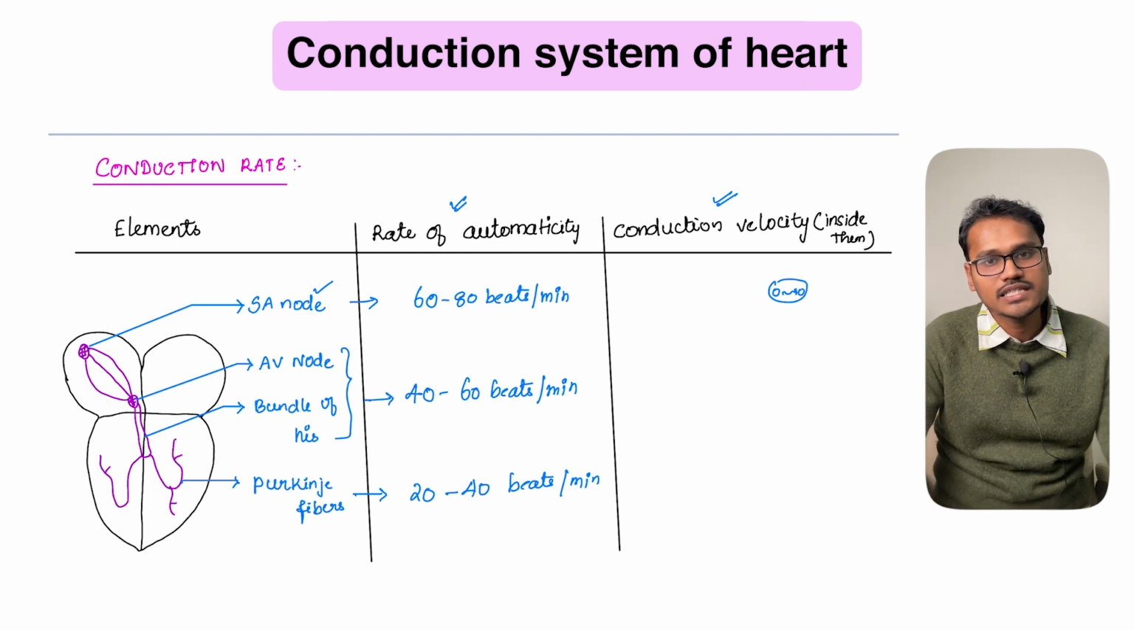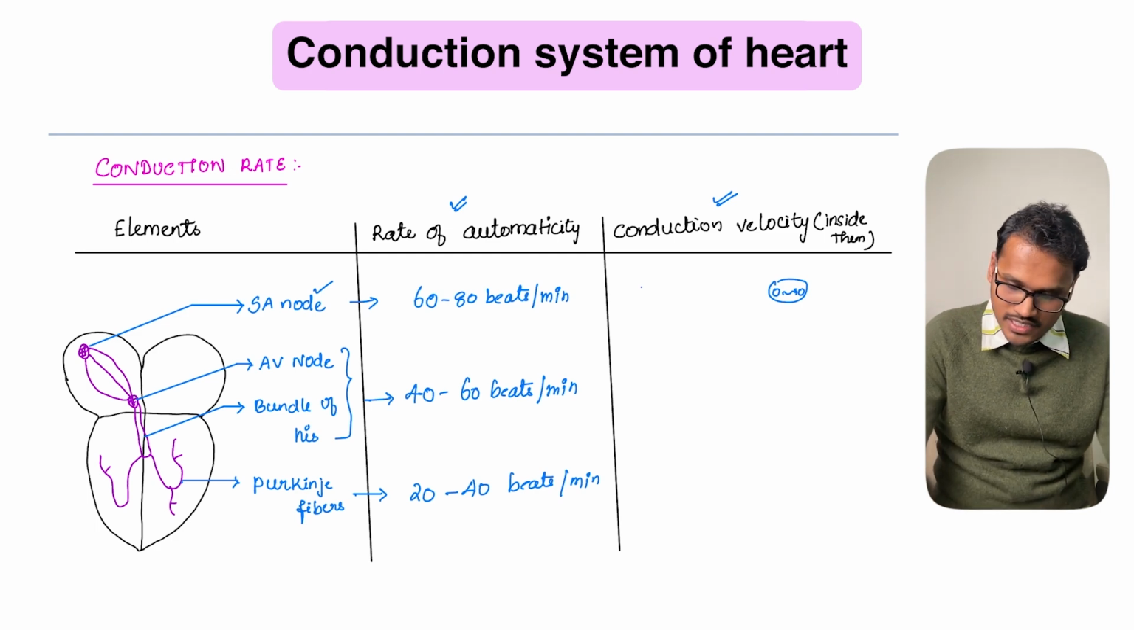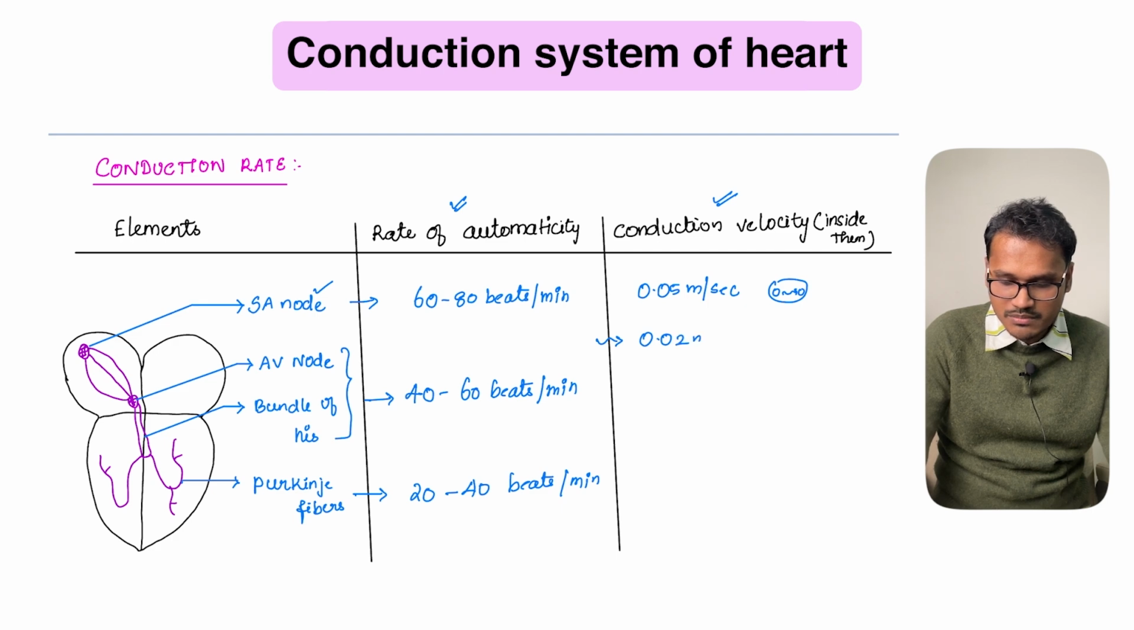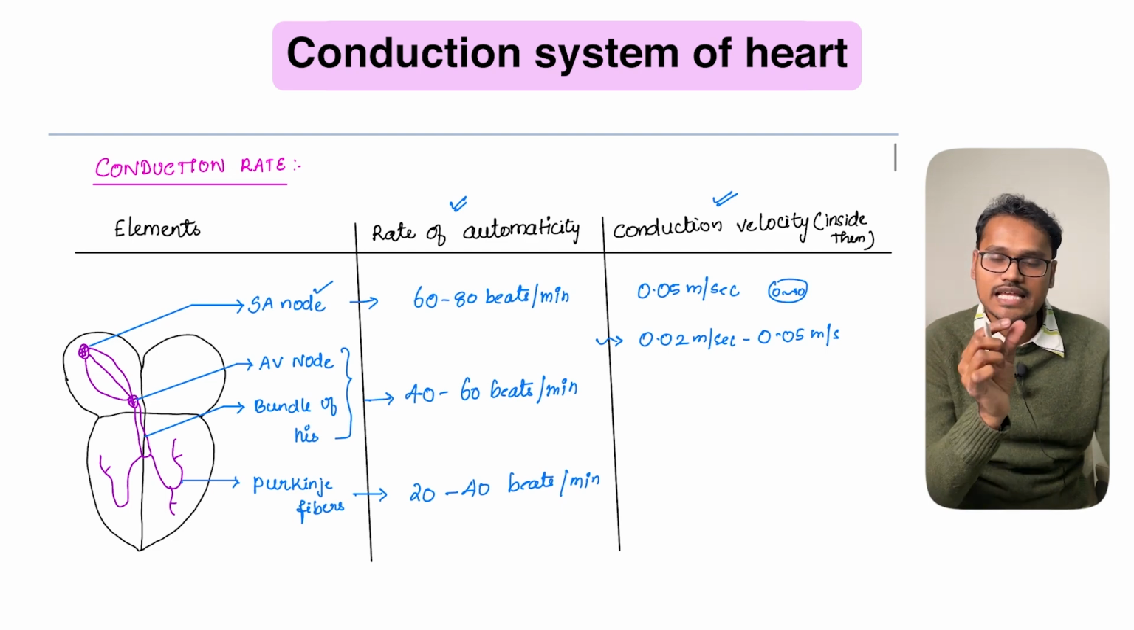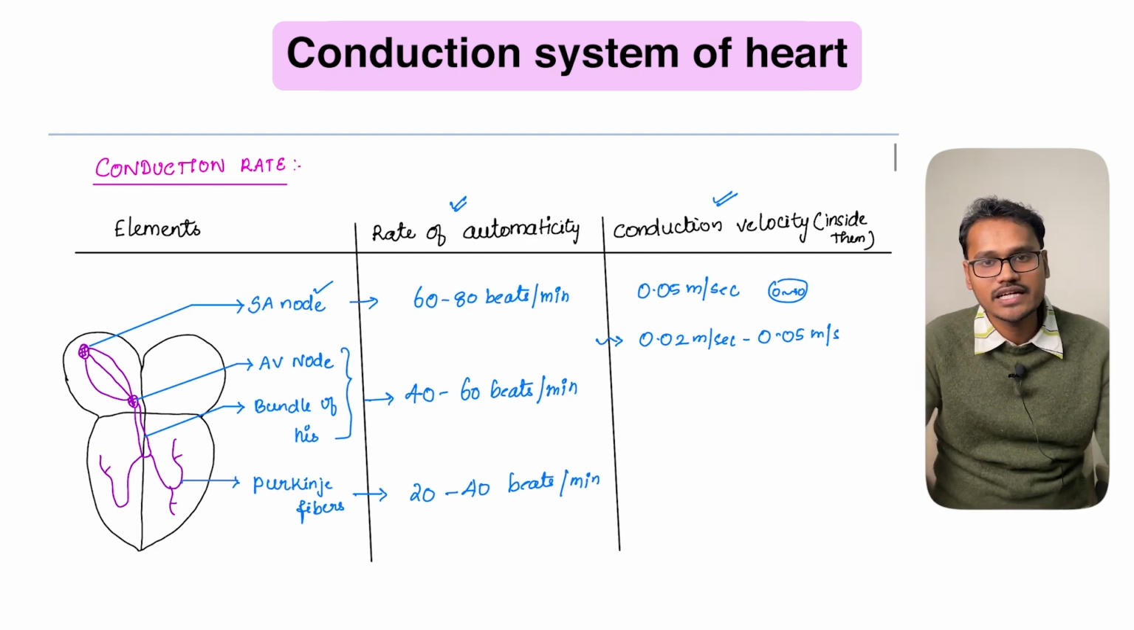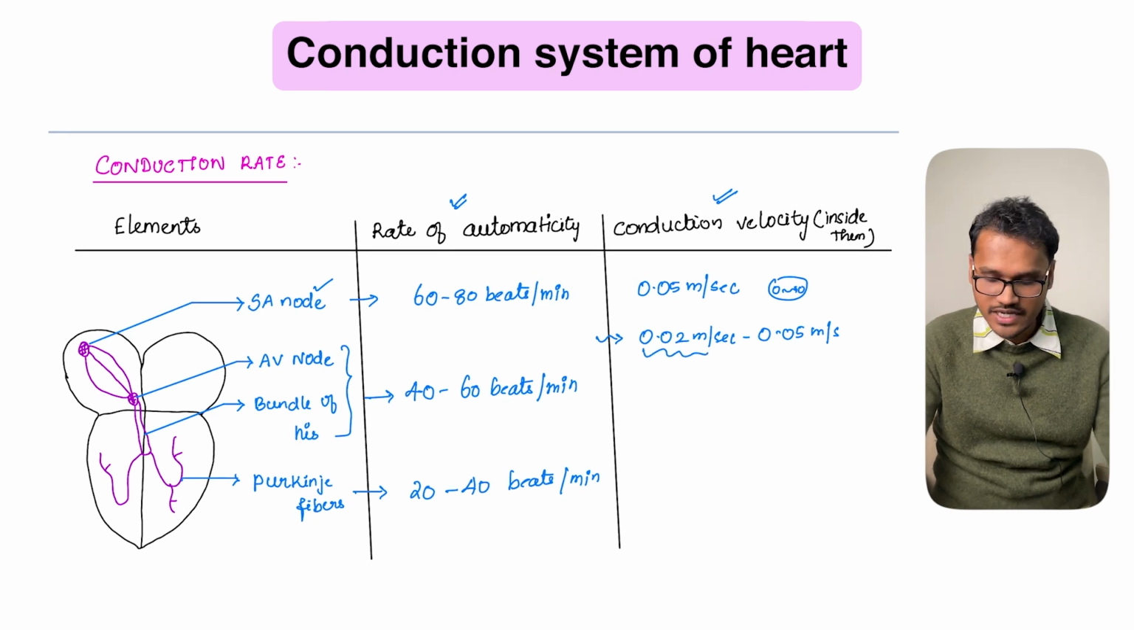Now coming to the conduction velocity inside the node, it is 0.05 meter per second in the SA node, and the AV node is very low, 0.02 to 0.05 meter per second. Inside the AV node, the impulse travels at a very slow rate. It also has a significance, and we will try to understand that.